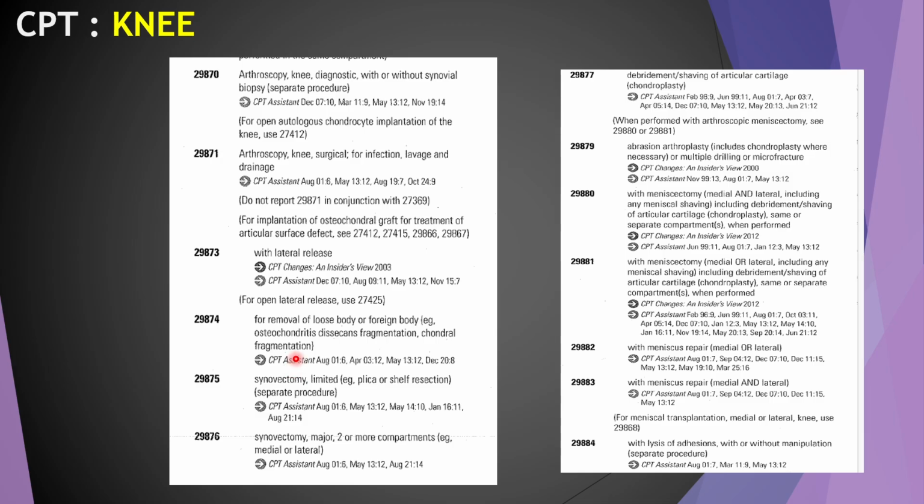Okay. So coming to the next, that is 29875, the most important procedure, that is an arthroscopic surgical synovectomy limited, example plica or shelf resection, and it is a separate procedure. So what is the synovectomy? That is a removal of the synovium.